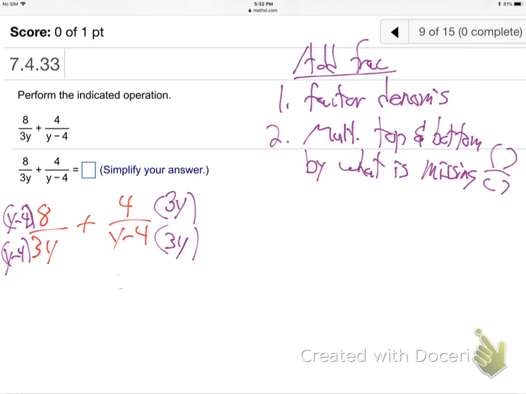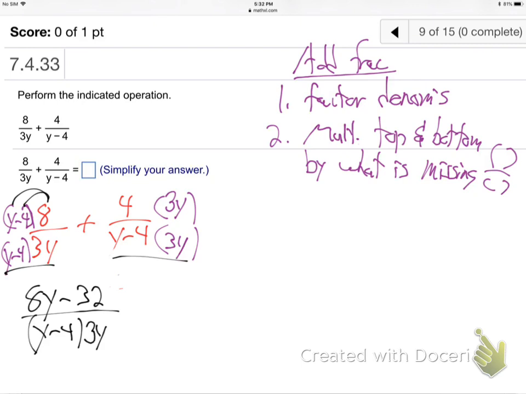Okay. So now see how the two denominators are the same now? They both have a 3y and a y minus 4. We made them the same. So now distribute and you get 8y minus 32 over y minus 4 times 3y, and multiply here, 12y over y minus 4 times 3y.